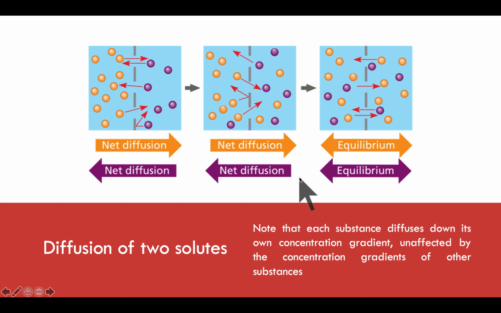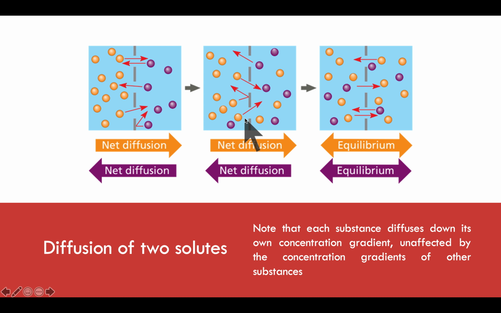Now let's study the next diagram. Solutions of 2 different dyes are separated by a membrane. This membrane is permeable to both types of dye molecules. Each dye diffuses down its own concentration gradient. The yellow begins moving from left to right, and the purple dye from right to left.